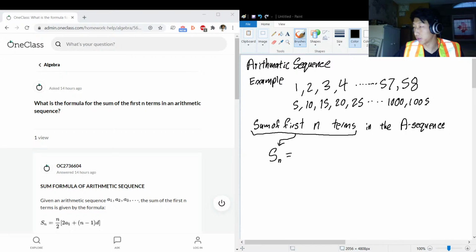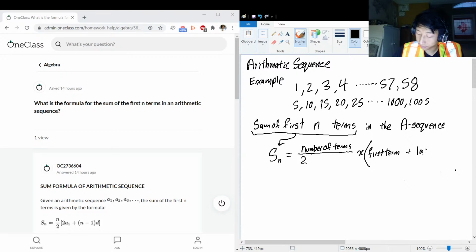Just going to verify to make sure that I got this good. So it is the number of terms, n, divided by 2. I'll write it out in full as words, and then as symbols. So this would be number of terms, divide that by 2, and multiply that by the first term plus the last term. Okay, so the number of terms is n.